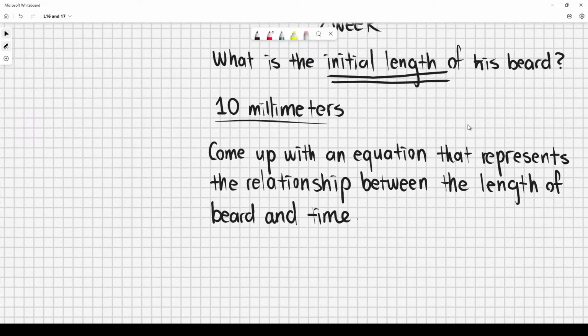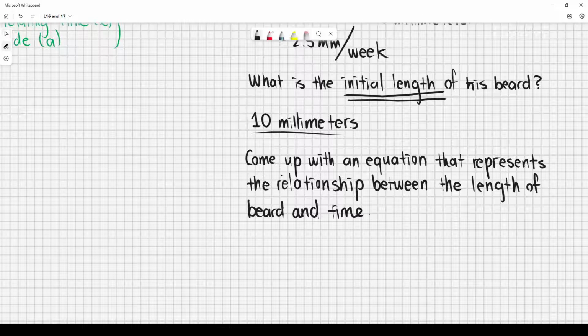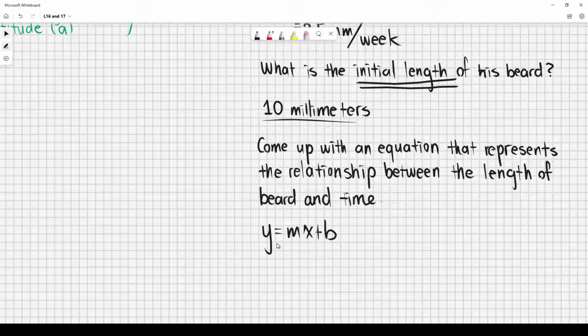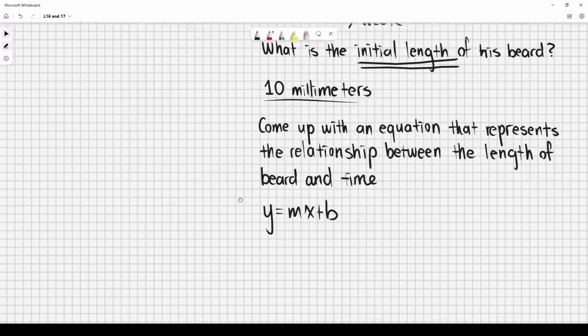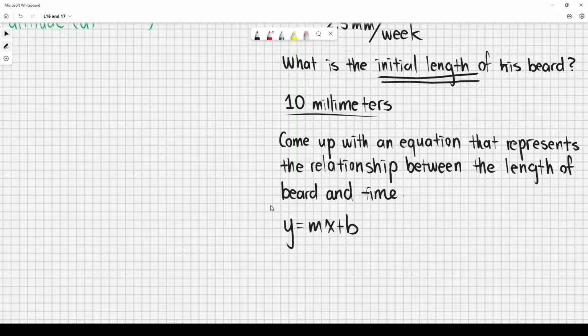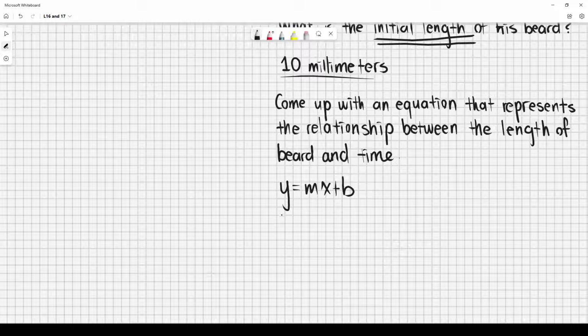So first, let's come up with the equation. Usually with these graphs, looking at the graph and coming up with equations, all you need is slope-intercept form. It is sufficient enough. You don't need the point slope form or standard form or whatever. All you need is slope-intercept form. So y is the result. We talk about y, the dependent variable, as a result, and the result is the beard length.